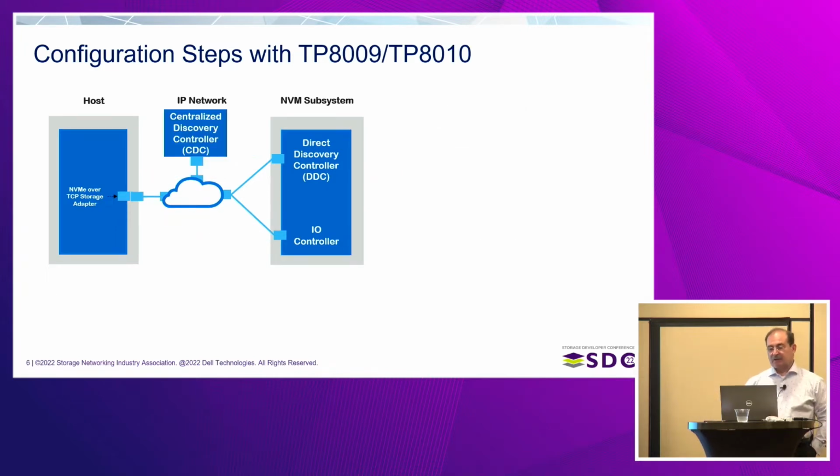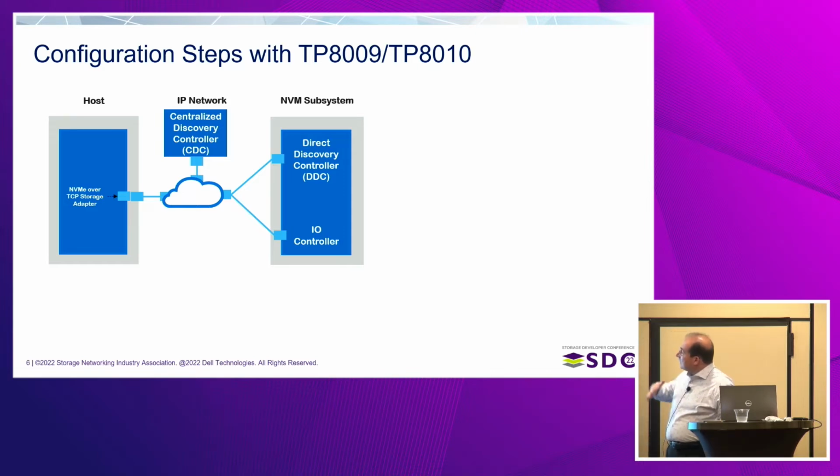Once you add TP 8009, 8010 into the picture, okay, now first of all, you reduce the problem of connecting to discovery controllers to connecting to one discovery controller. You have a centralized entity, so rather than connecting to n DDCs, now you can connect to just one. That is what TP 8010 allows you to do.